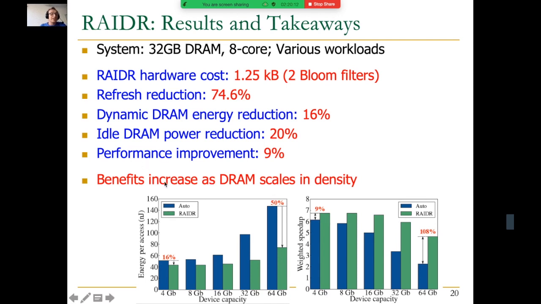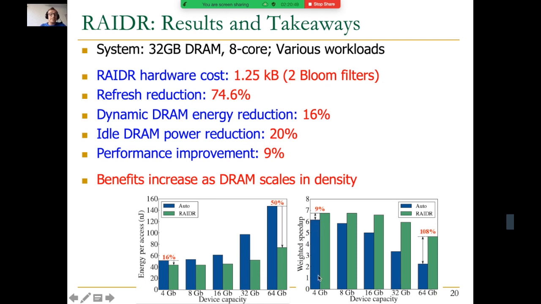So we also look at the scaling benefits. And benefits also increase as DRAM scales in density. So this is one example over here. This is the DRAM energy reduction at a 4 gigabit device capacity. It's 16% only, let's say, if you find that low. But if you have a 64 gigabit device, the energy reduction is actually 50%. So basically, you're halving the energy per access that you have to DRAM if you employ RAIDR perfectly. That's the idea. That sounds good to me. So that immediately tells me that this is an idea we should investigate further and try to make it real.